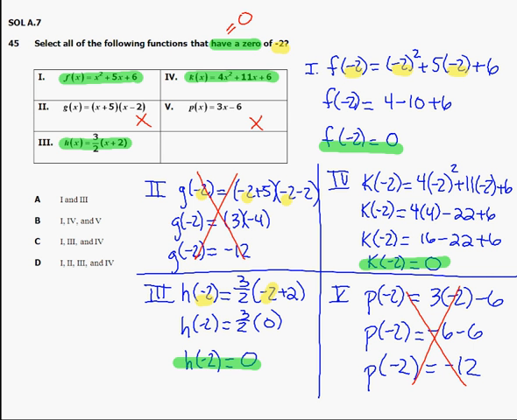Now let's go back and reread the question and make sure we find everything. It says select all the following functions that have a 0 of -2. And if I look at my answer choices, the only one that has equations number 1, 3, and 4 as my only solutions is answer choice C. So the correct answer to problem number 45 is C. Congratulations. I'm sure you got that one right.